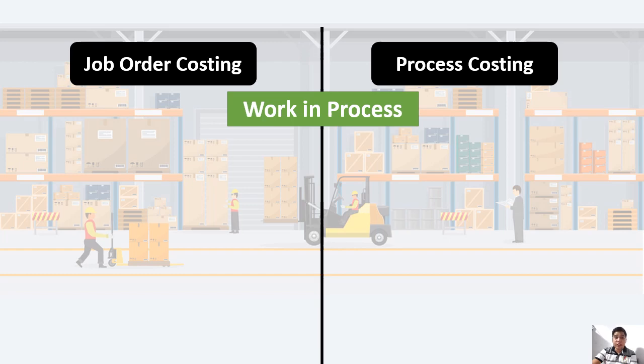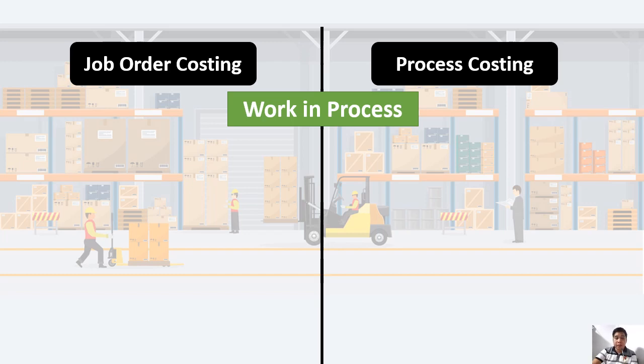So, from raw materials, ita-transfer natin yan kay work in process. Sa work in process, dyan natin pinoproduce ang product mismo. Then, kapag natapos, nilalagay natin sa finished goods inventory. Tapos, pag nabenta, nilalagay natin sa cost of goods sold.